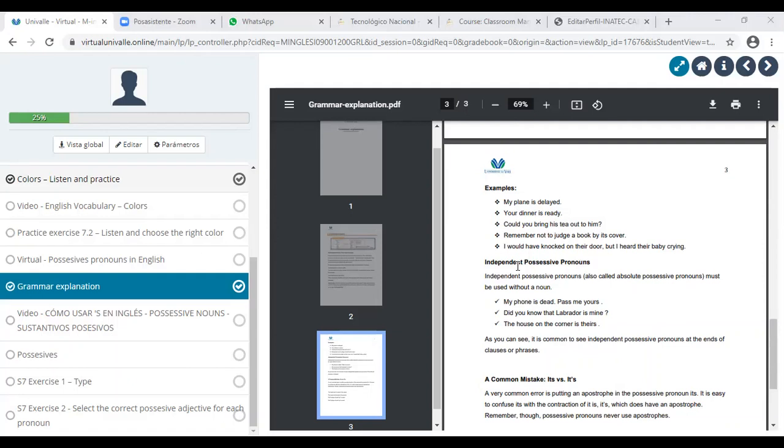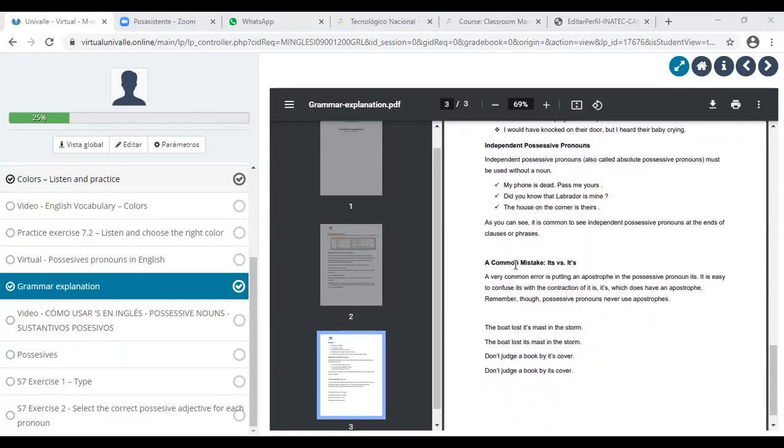Entonces, a diferencia del adjective possessive en inglés, el possessive pronoun sustituye al sustantivo. Do you know the Labrador? It's mine. ¿Sabías que el labrador es mío? The house on the corner is theirs. La casa de la esquina es de ellos. Okay, so no es necesario volver a escribir el sustantivo al que nos estamos refiriendo en cuanto a propiedad. As you can see, it is common to see independent possessive pronouns, guys, at the end of clauses or phrases.